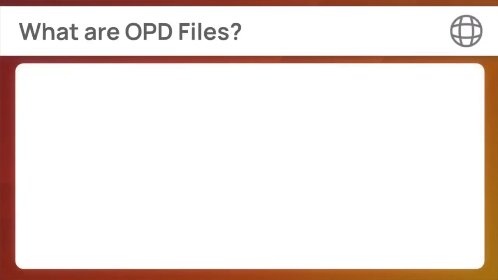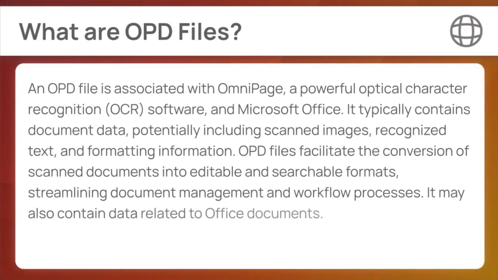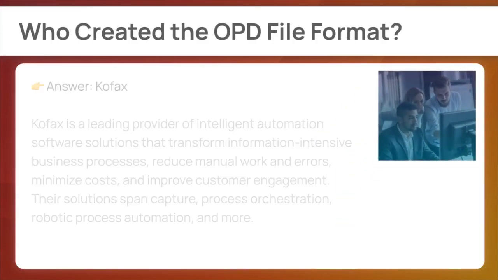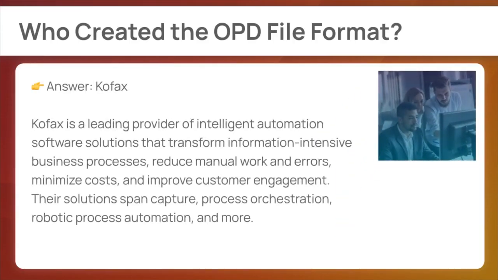An OPD file is associated with OmniPage, a powerful optical character recognition, OCR software, and Microsoft Office. It typically contains document data, potentially including scanned images, recognized text, and formatting information. OPD files facilitate the conversion of scanned documents into editable and searchable formats, streamlining document management and workflow processes. It may also contain data related to Office documents.